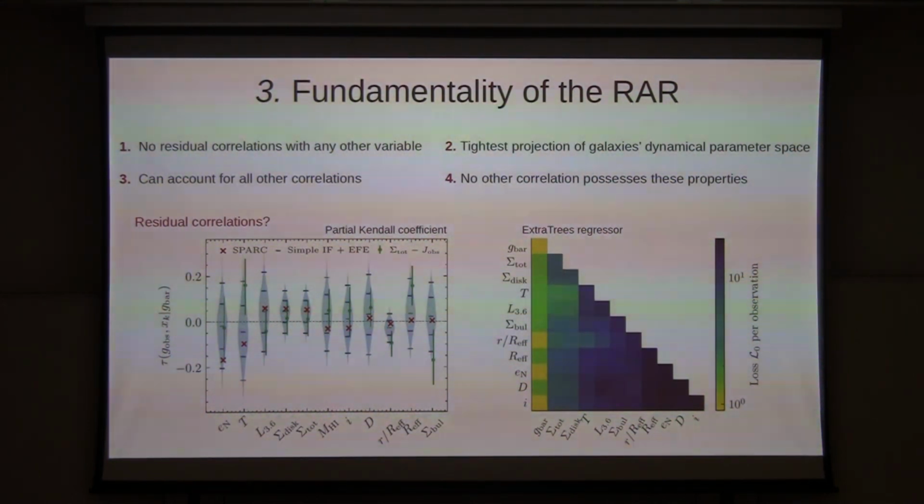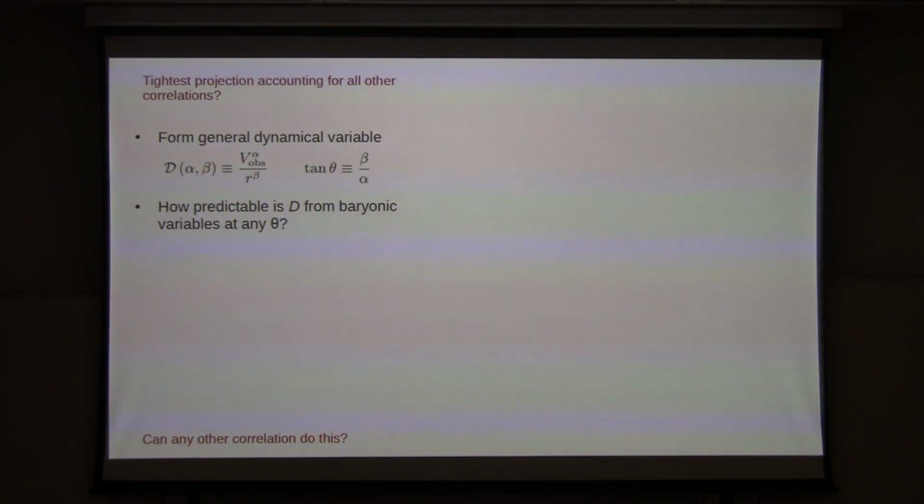You can see that gbar alone gives you the best prediction of gobs. If you give it any second quantity as well, it doesn't make the prediction any better. In fact, typically it makes it worse because you're simply confusing the regressor with irrelevant information. Okay, so there appear to be no residual correlations. That essentially establishes that all the information on gobs is contained in gbar.